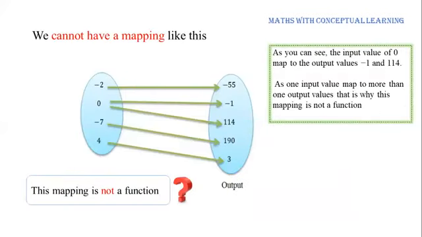We cannot have a mapping like this. We choose a particular input value and map it to any output values. Input value 0 maps to the output values -1 and 114. As one input value maps to more than one output value, that is the reason the mapping is not a function, because it contradicts the definition of a function.